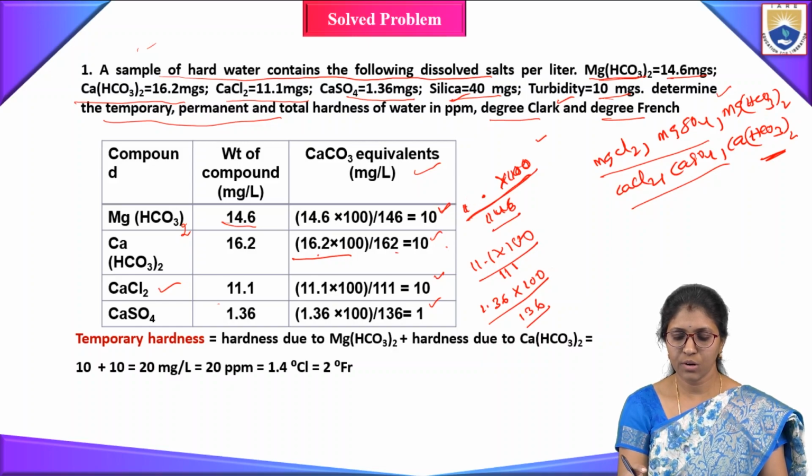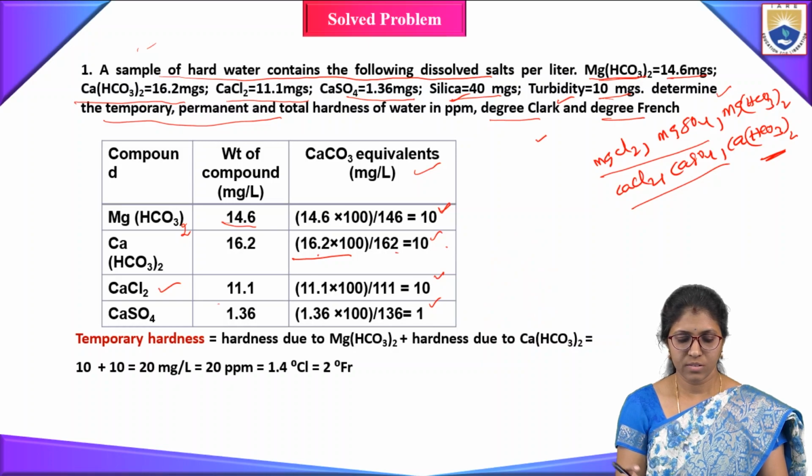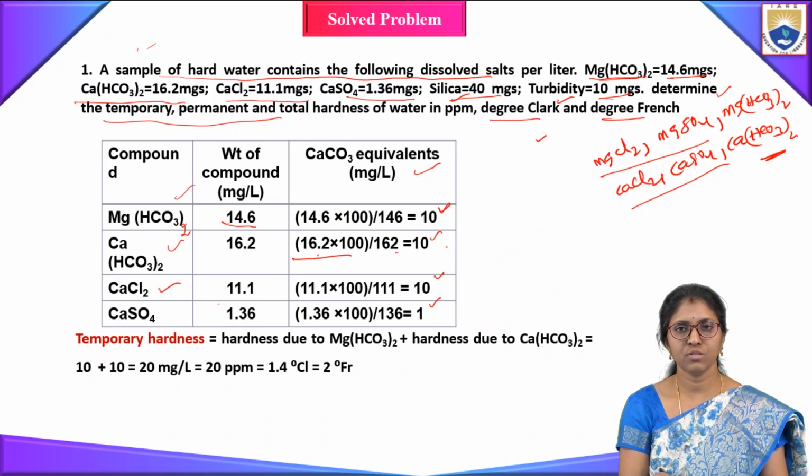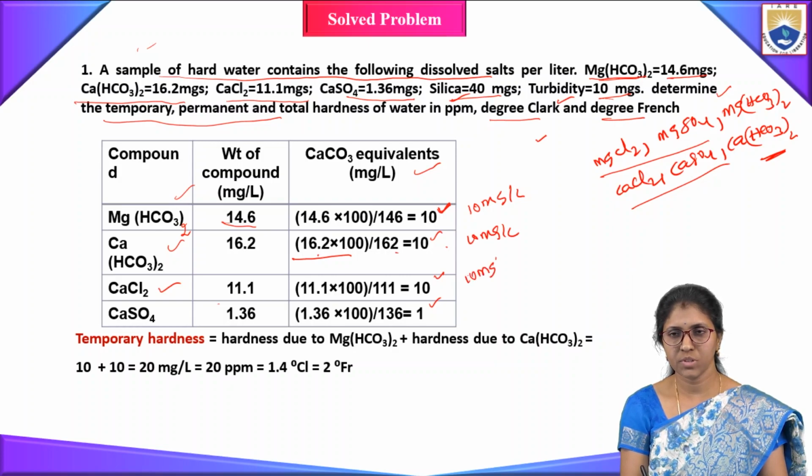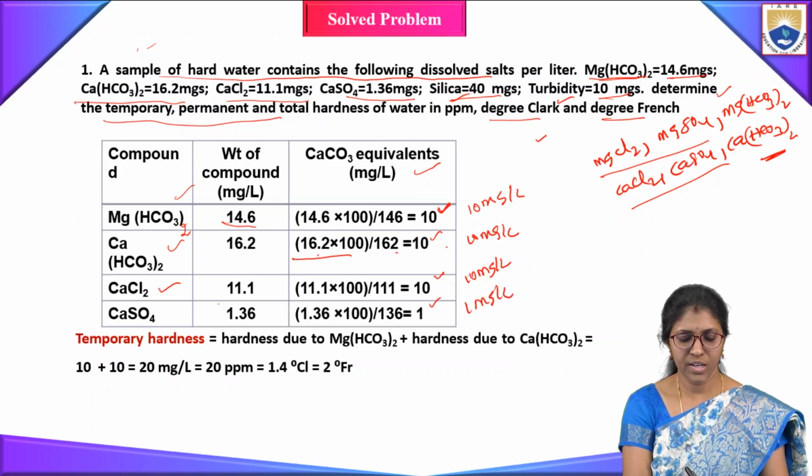So like this, we have to find the hardness due to these salts in terms of calcium carbonate equivalents. For magnesium bicarbonate, we got 10 mg per liter. Due to calcium bicarbonate, we got 10 mg per liter. For calcium chloride, 10 mg per liter, and for calcium sulfate, 1 mg per liter. So we have bicarbonates, chloride and sulfate.